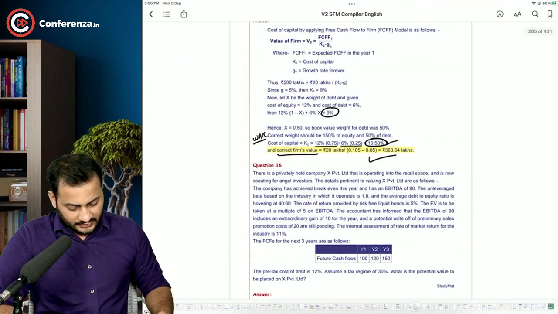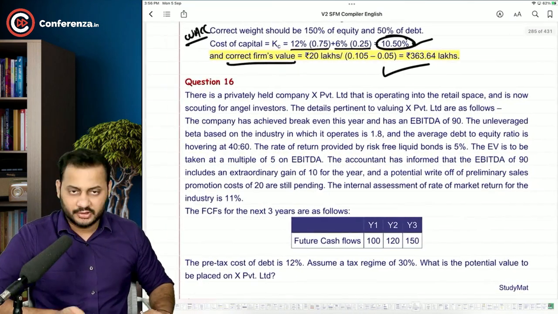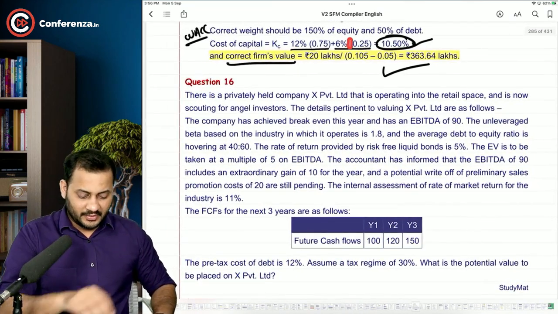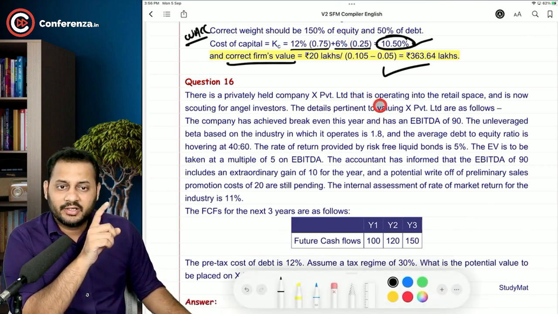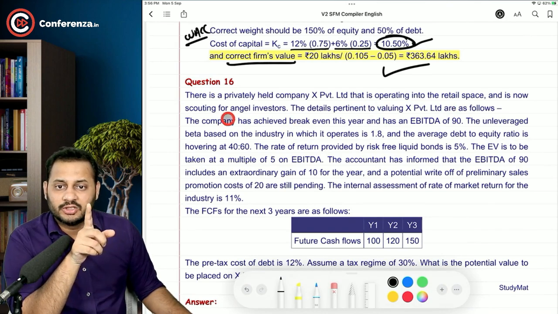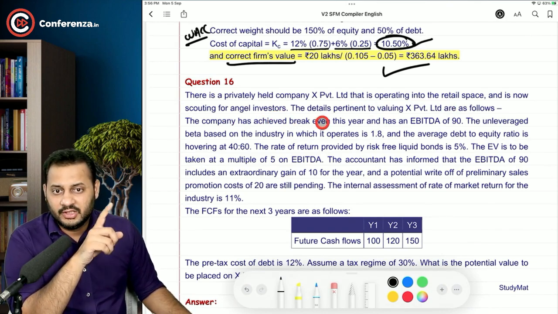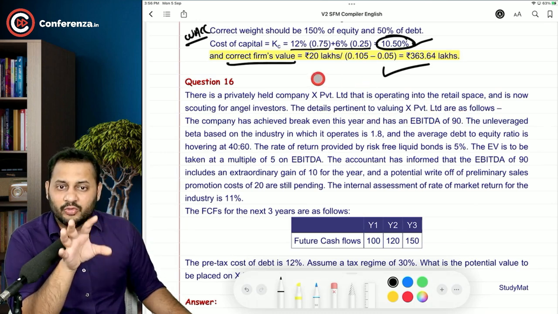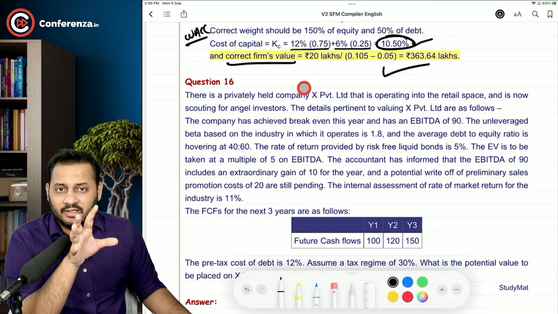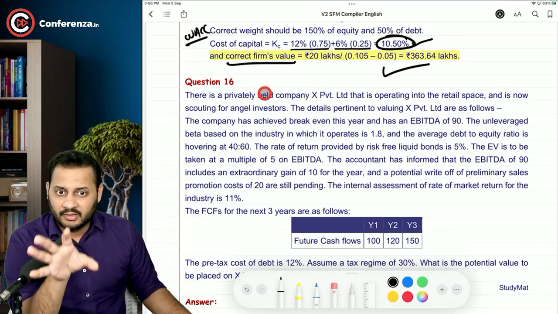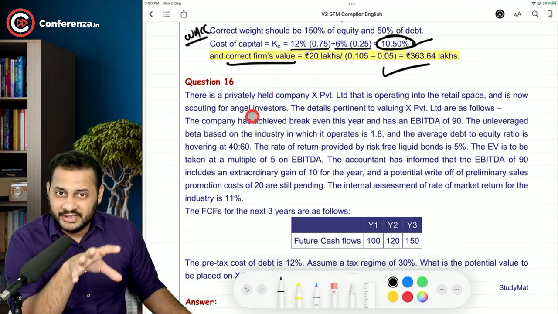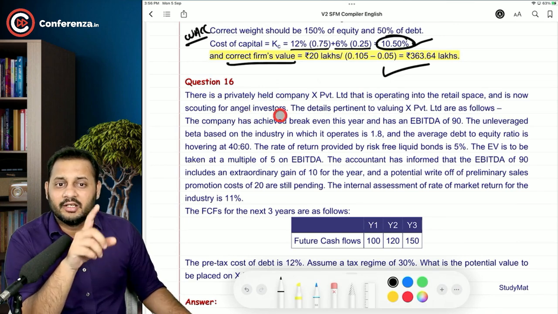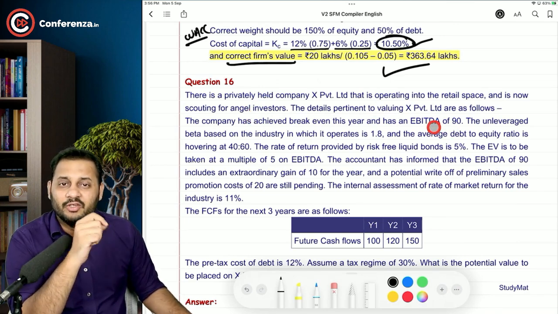Now let's have a look at this new question. Question number 16. There is a privately held company, X Private Limited, that is operating in the retail space and is now scouting for angel investors. The details pertinent to valuing X Private Limited are as follows. So first, let's understand that this is a private limited company, and now this company wants to raise funds from the angel investors. But before that, they want someone to value this company.